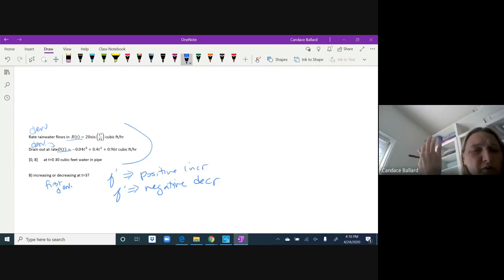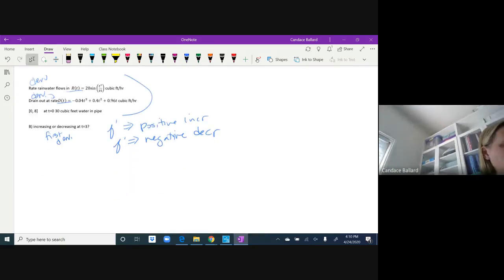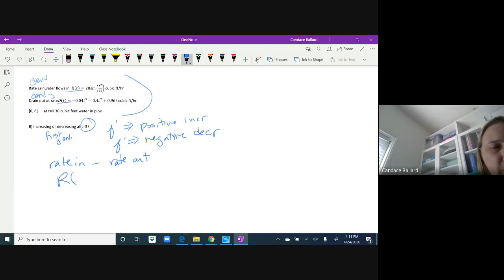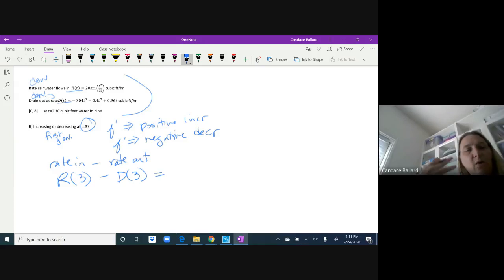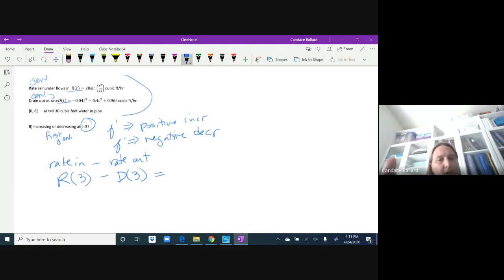In order to figure out if it's positive or negative, I need to take into account what's going into the pipe and what's coming out of the pipe. So what I'm going to calculate is the rate in, and we did some of these rate in, rate out problems, at least in the AB class. So the rate in, evaluated at time 3, minus the rate out, which was D of 3. Again, it would be something you could get by hand or off of a table or a chart. We're going to use our calculator because it was a calculator question.